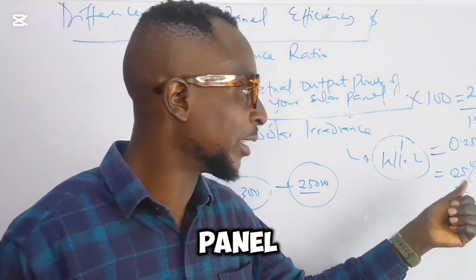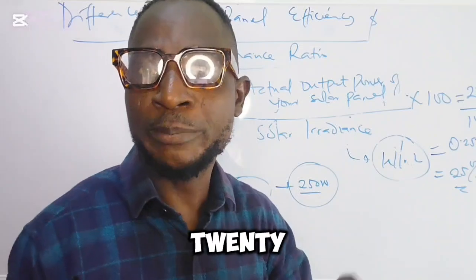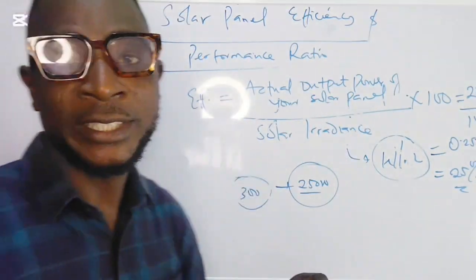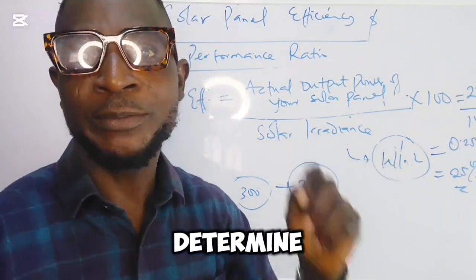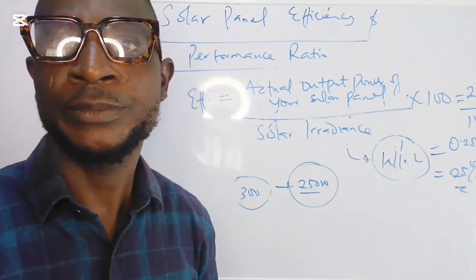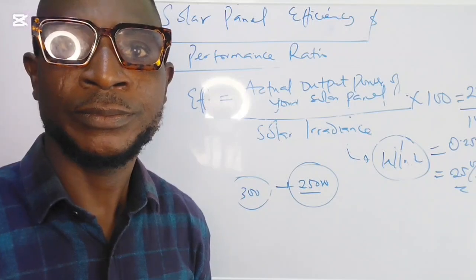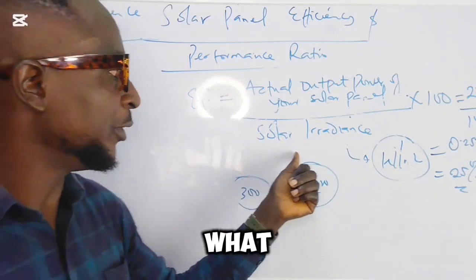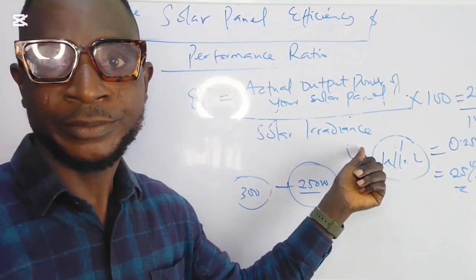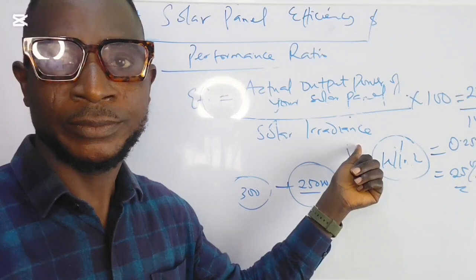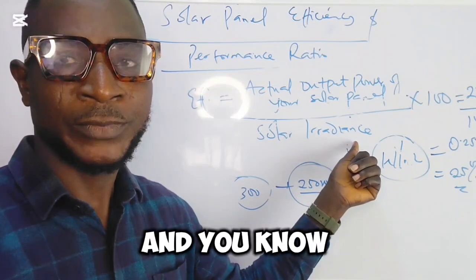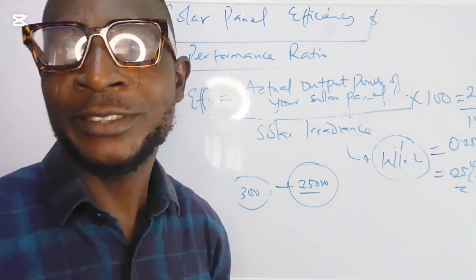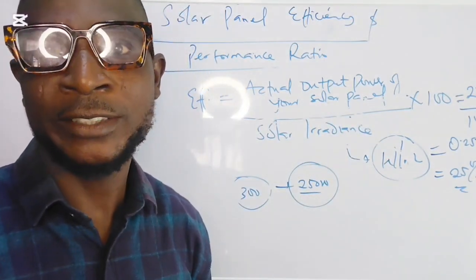So if you see a solar panel and you see efficiency of 21%, don't be surprised. It's a metric that was used in the laboratory to determine the performance of your solar panel. It is the actual output power of your solar panel over the solar irradiance. And you know this must have been carried out during the peak sun hours. You take note of that.